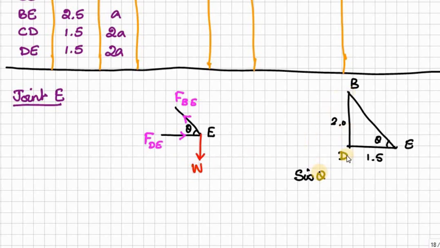So this is the overall trigonometry data. BE is 1.5 meter length and this is 2 meter length. Of course, this is 2.5 meters length, DE. Therefore, sin theta is equal to 2.0 divided by 2.5.